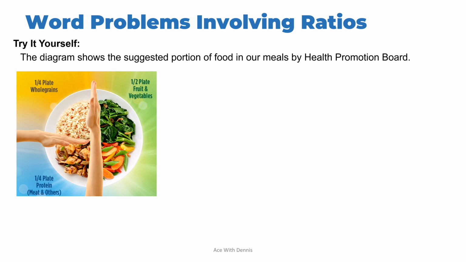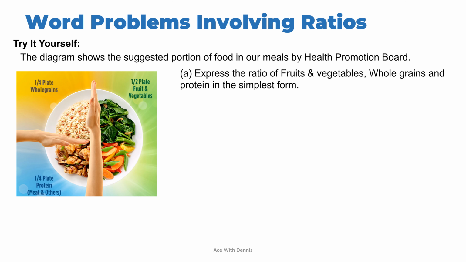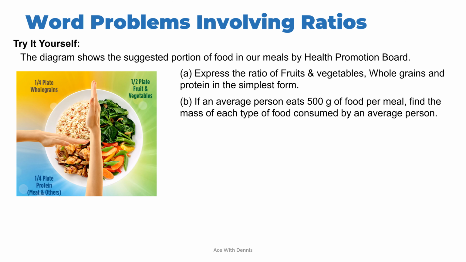The diagram shows the suggested portion of food in our meals by Health Promotion Board. A. Express the ratio of fruits and vegetables, whole grains, and protein in the simplest form. B. If an average person eats 500 grams of food per meal, find the mass of each type of food consumed by an average person. You can pause the video and try to find the answer yourself.